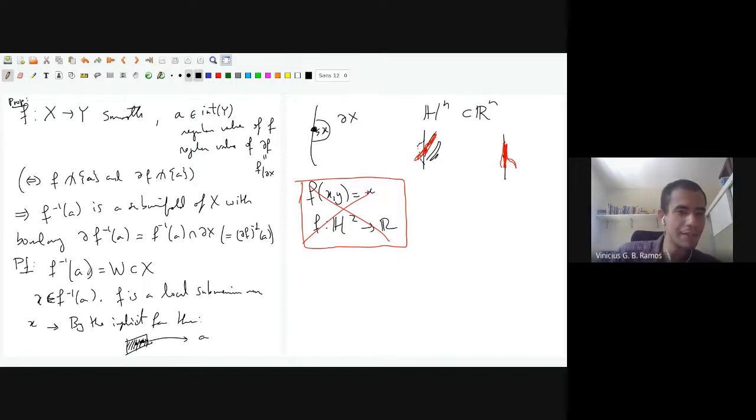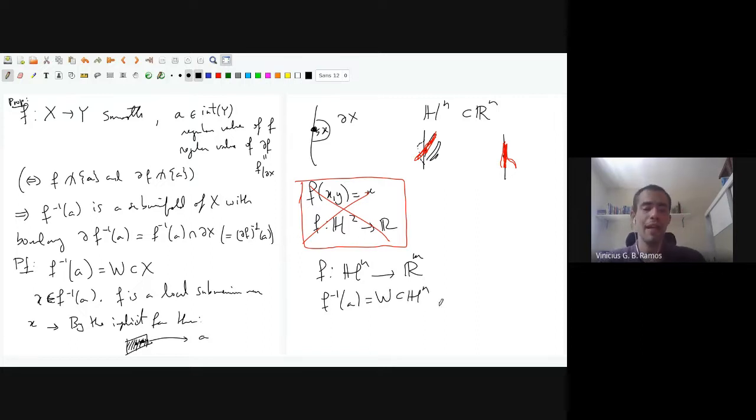What you do now is you look at this submanifold and you look in charts. So you can think of your function f in a chart as just a function that goes from Hn to Rm. Then you have the preimage of A, which is some submanifold of Hn. And now what you do is you project this to the first coordinate. So you look at the projection from W. This is just the P.